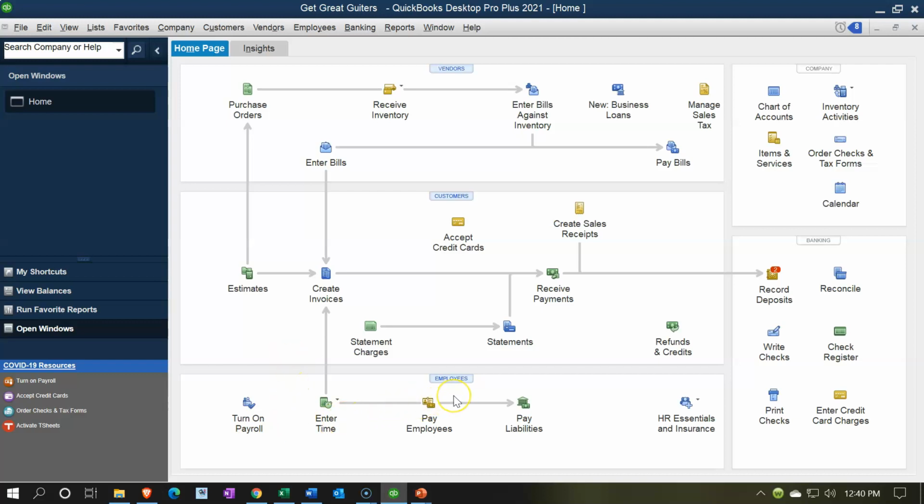So we're down here in the employees section. Remember that if you are in the employees section, you want to make sure it's turned on to process the payroll. To see that it's turned on, it'll usually have this little arrow that goes through it, and that'll mean that it will be turned on.